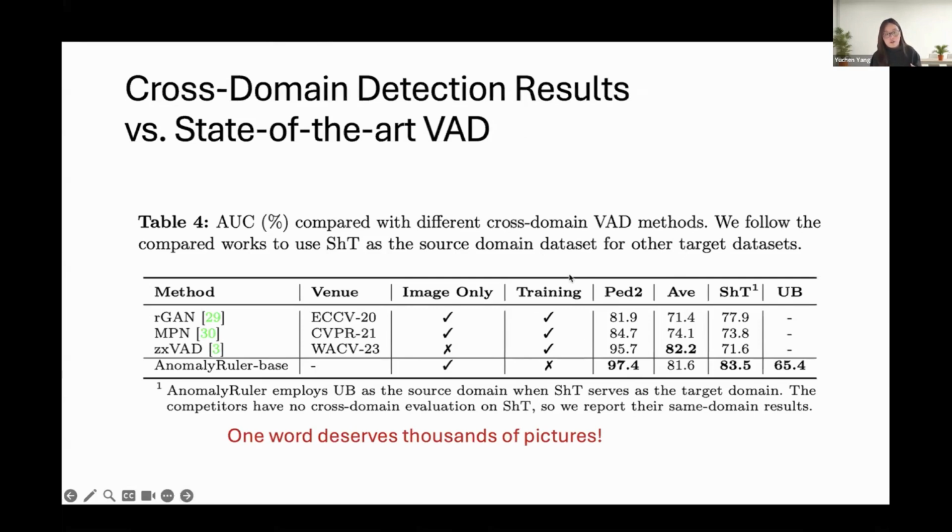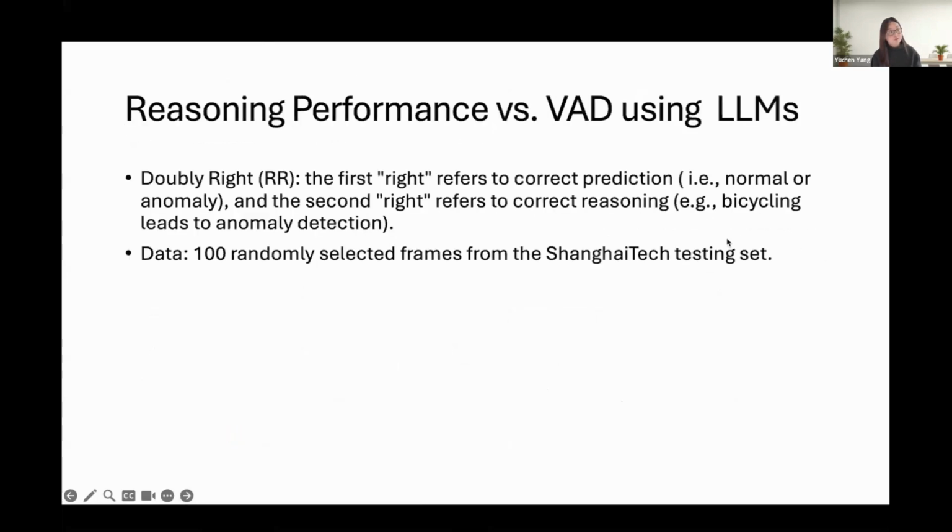And also we think it benefits from the overlap of the anomaly concepts across the datasets, like Path2 Avenue and Shanghai Tech. Yeah, so for the UB normal, the anomaly is more diverse. So we can say that there is a performance drop for the UB normal datasets.